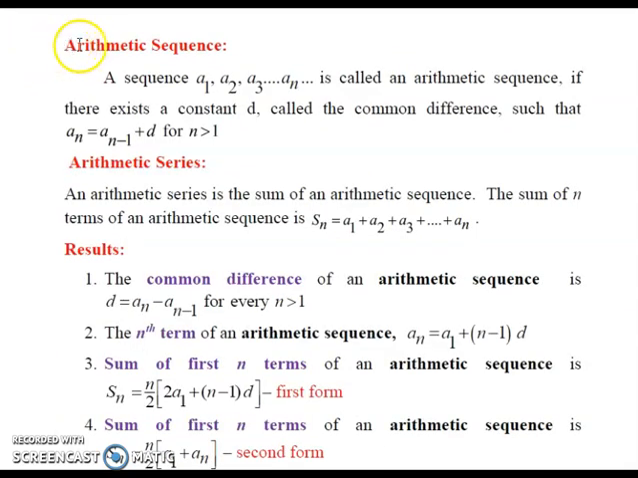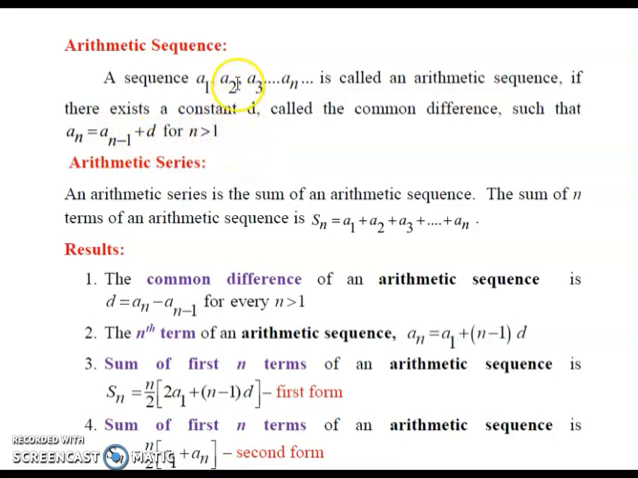Definition of arithmetic sequence. A sequence a1, a2, a3 and so on, an and so on is called an arithmetic sequence if there exists a constant d called the common difference such that an is equal to a(n minus 1) plus d for n greater than 1.